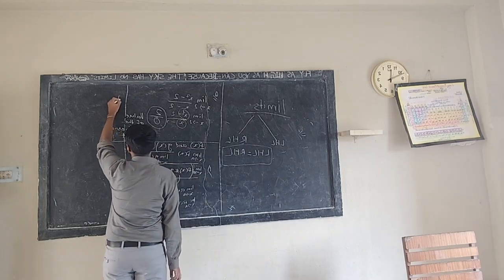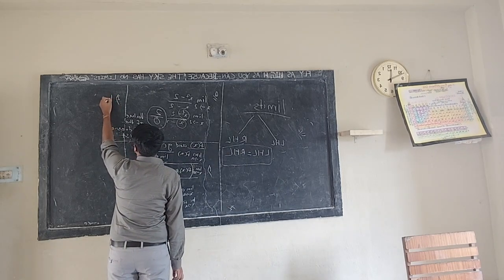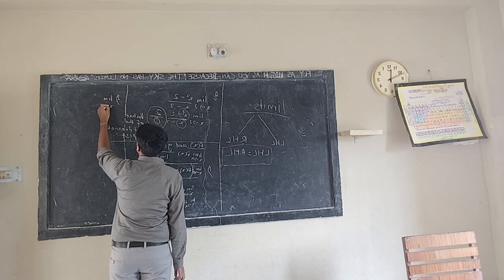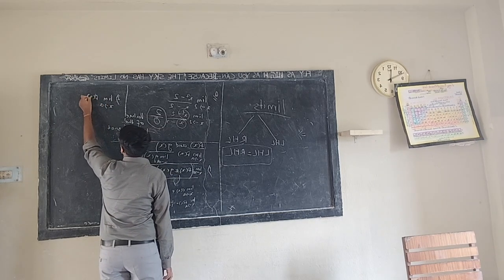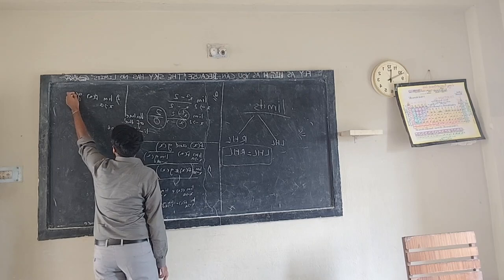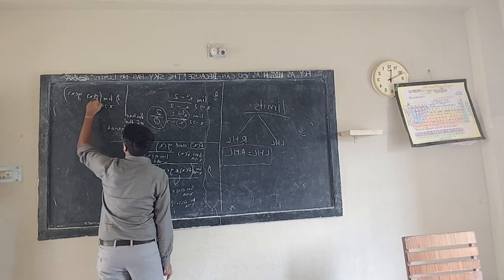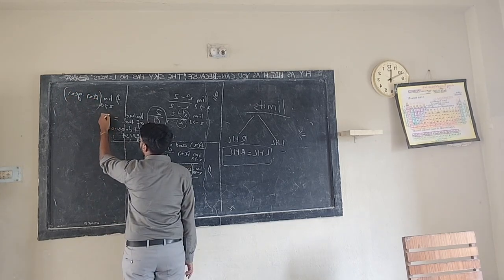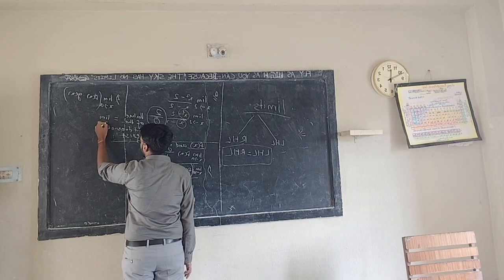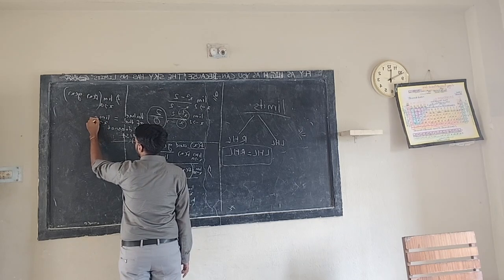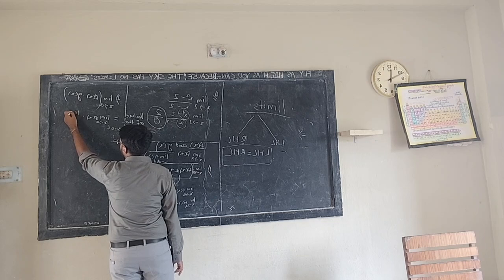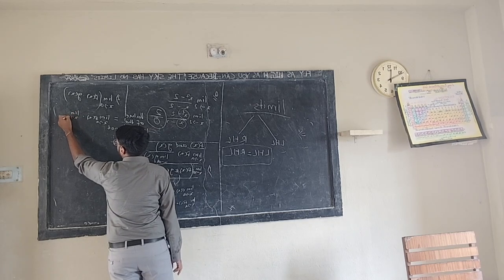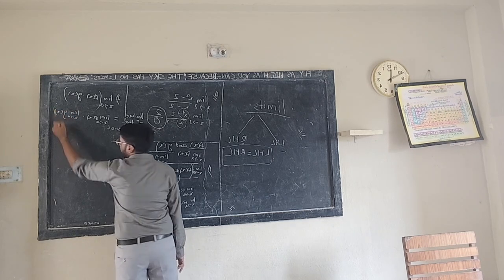The second one is limit extending to a of f of x into g of x. So can we write limit extending to a f of x multiplied by limit extending to a g of x? Can we write?